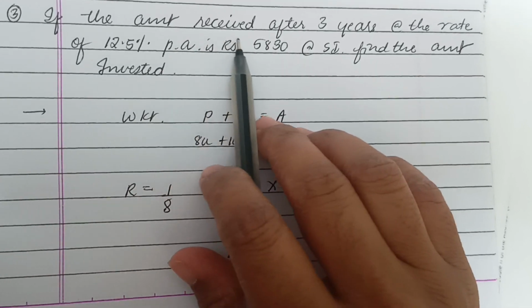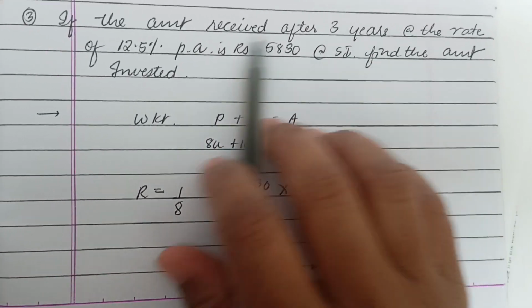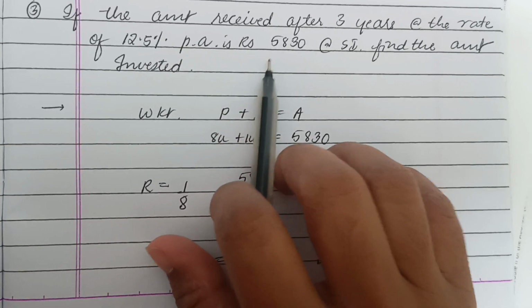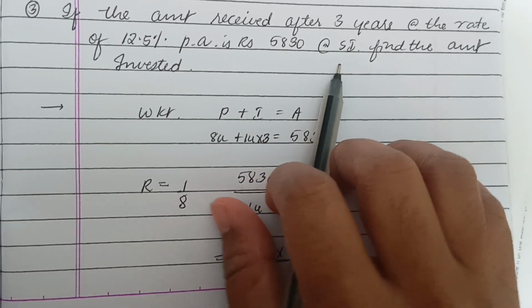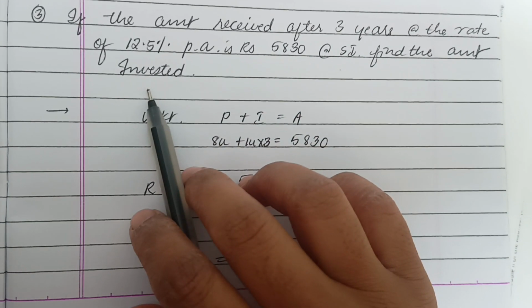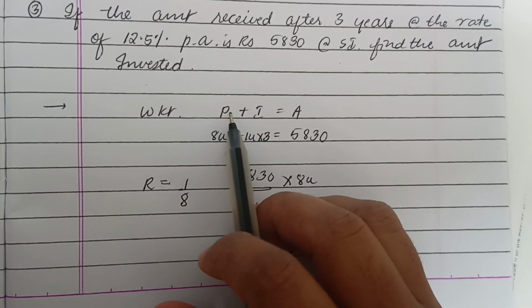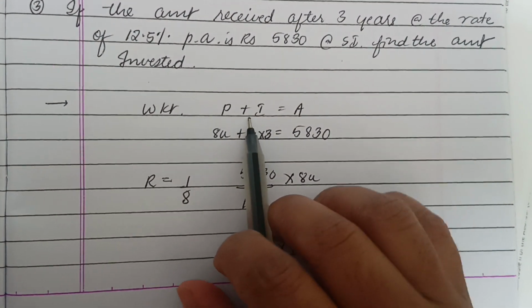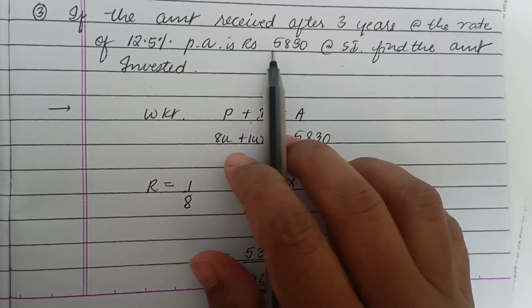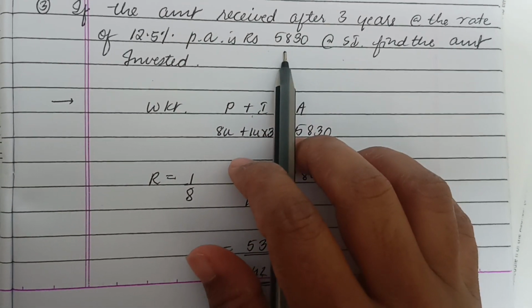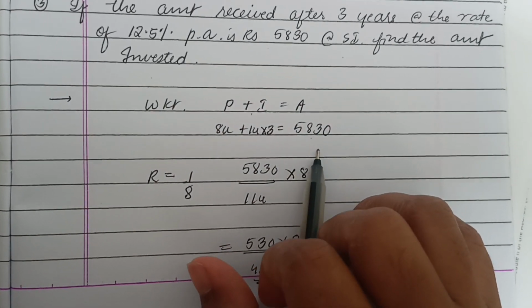If the amount received after 3 years at the rate of 12.5% per annum is rupees 5830 at simple interest, find the amount invested. We know that if I add the principal plus interest, I will get the amount. In the question they have given that the amount received after 3 years is 5830, so I have written this.